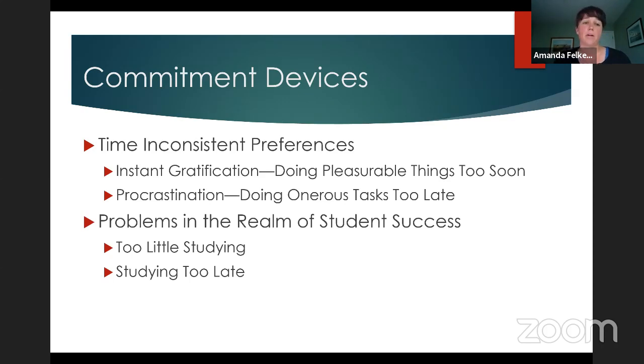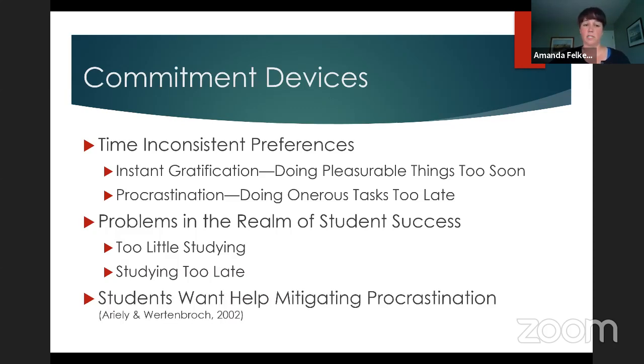So you can think about a student who might have an exam on a Monday, and they're going to study Friday, Saturday, and Sunday. Well, they get to Friday, and they decide that Saturday and Sunday will be enough. They might even make the same decision on Saturday to put off their studying till Sunday. So time inconsistency can really have ramifications in terms of student success.